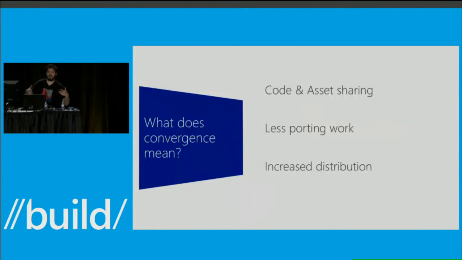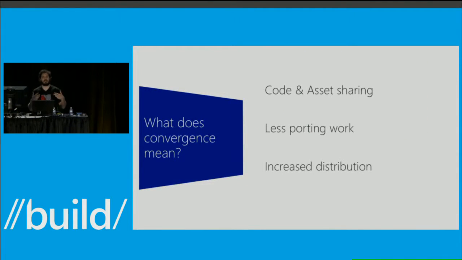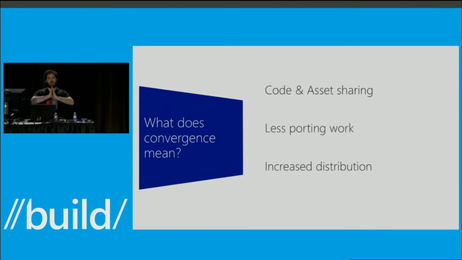So when I talk about convergence, what I'm actually talking about is sharing code and sharing art assets. So in other words, how can you have the same set of functionality that you're writing applied to both of the platforms? The value of that, obviously, is that you spend less time porting or writing platform-specific code. And the benefit, consequently, is that you increase your distribution. Users from both platforms will be able to access it, and you get a bigger bang for your buck.